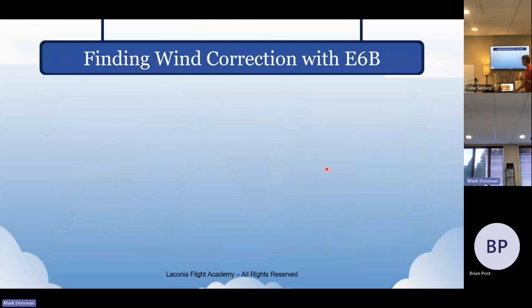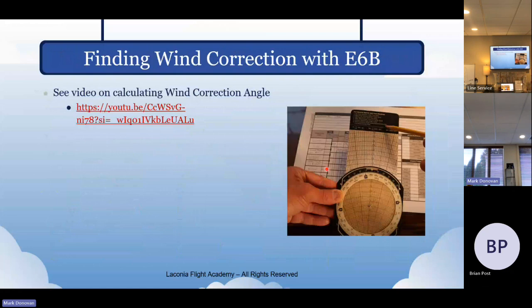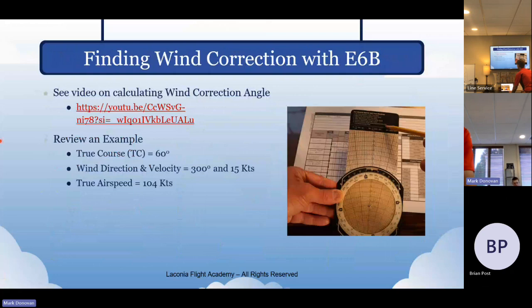So we're going to show you here on wind correction angle and how we've used the whiz wheel to make that happen. So I'm going to try to get here quickly to show you this video on that. So this is wind correction angle. Oh, did I put the whole video on? Let me just see if I'm going to review an example of 6 degrees. Okay, let's see if I'm successful.